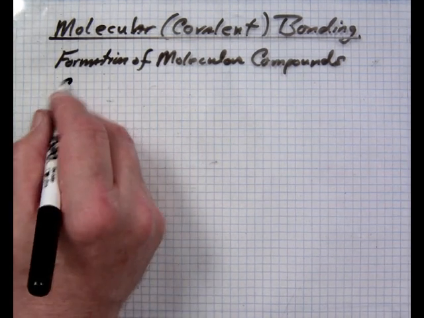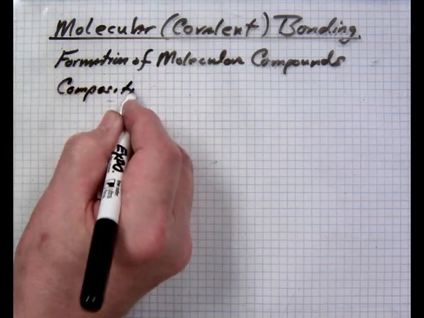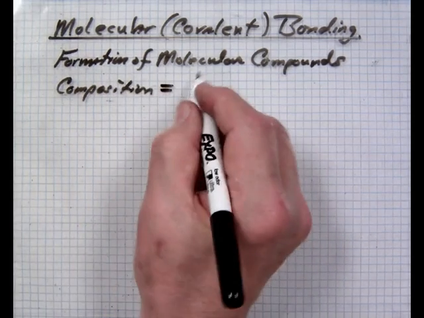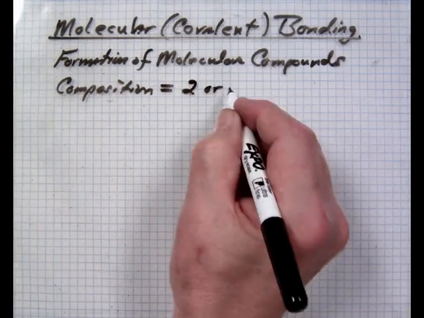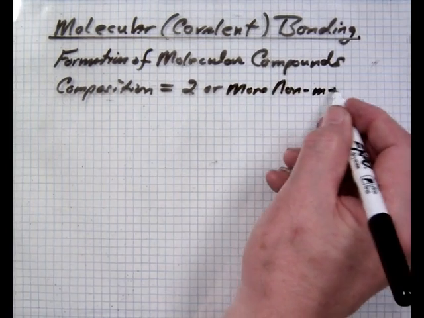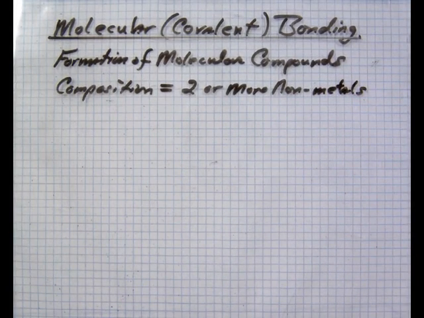Composition, of course, just to repeat, is equal to two or more nonmetals. So we're using the right side of the periodic chart exclusively, and along with hydrogen. Hydrogen's thrown into the mix. So you want to get that.